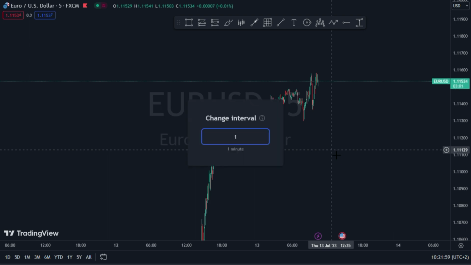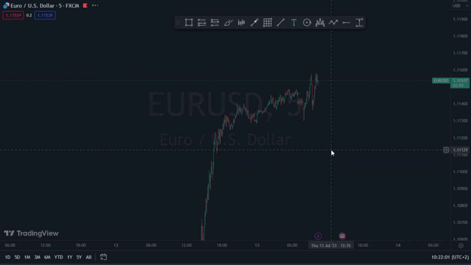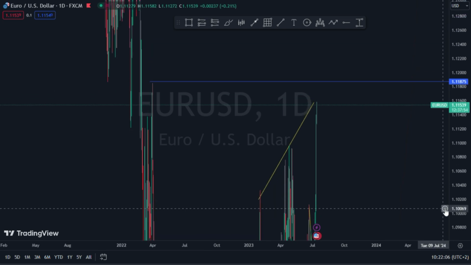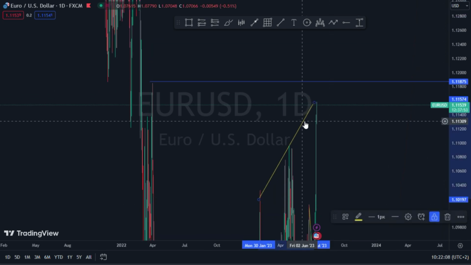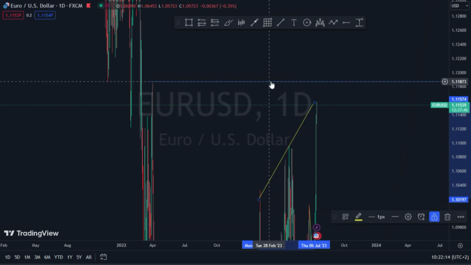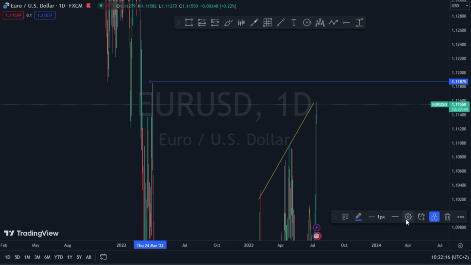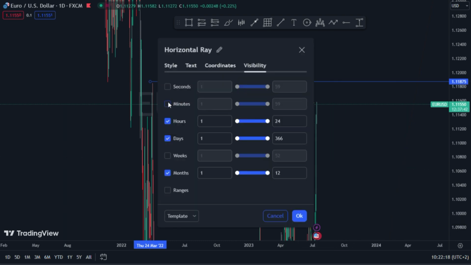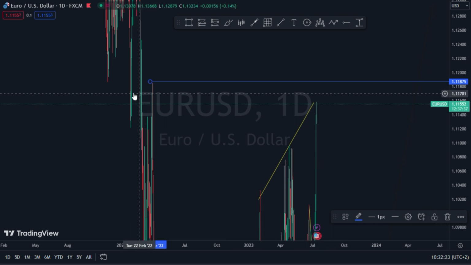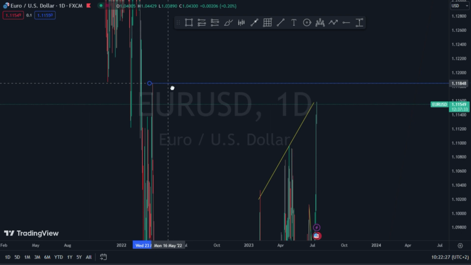Let me just quickly fix that, man. Sorry about that, but let me just quickly fix a few things right here. Visibility. It's okay. Minutes right there, and let me just put it properly there. It should touch the tail of that candle.